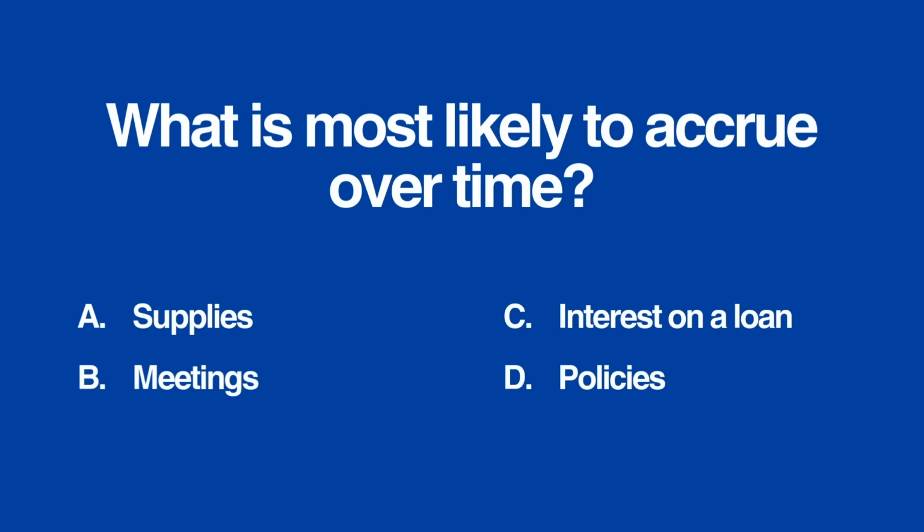What is the most likely to accrue over time? Supplies, meetings, interest on a loan, or policies? The correct answer is C, interest on a loan.